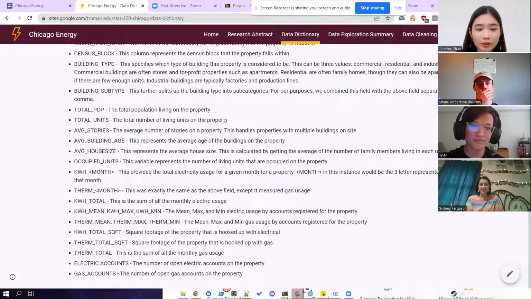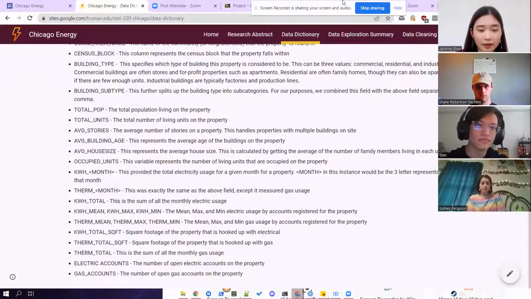We also get the square footage for the property that is hooked up with electrical and gas usage, named kilowatt total square footage and therm total square footage. And we also get the therm total monthly gas usage, these kinds of variables. And the last two are the number of open electric accounts and open gas accounts on the properties, and we name them electric accounts and gas accounts.